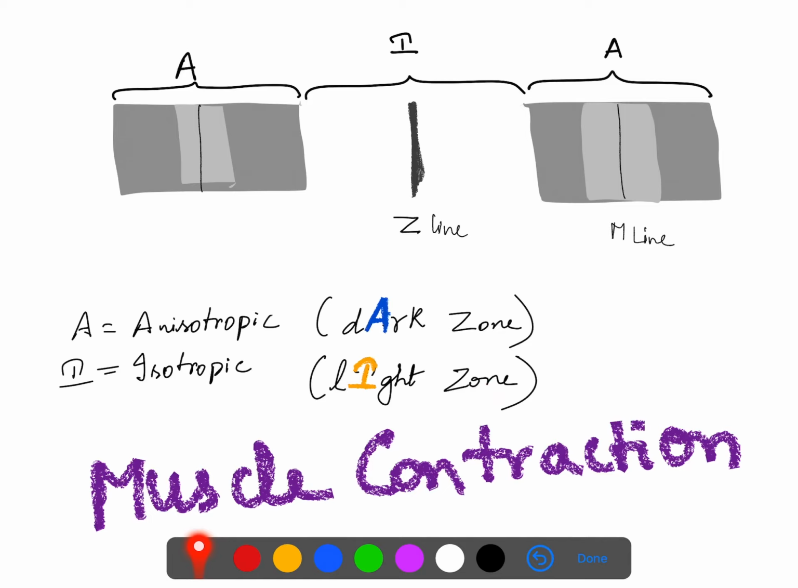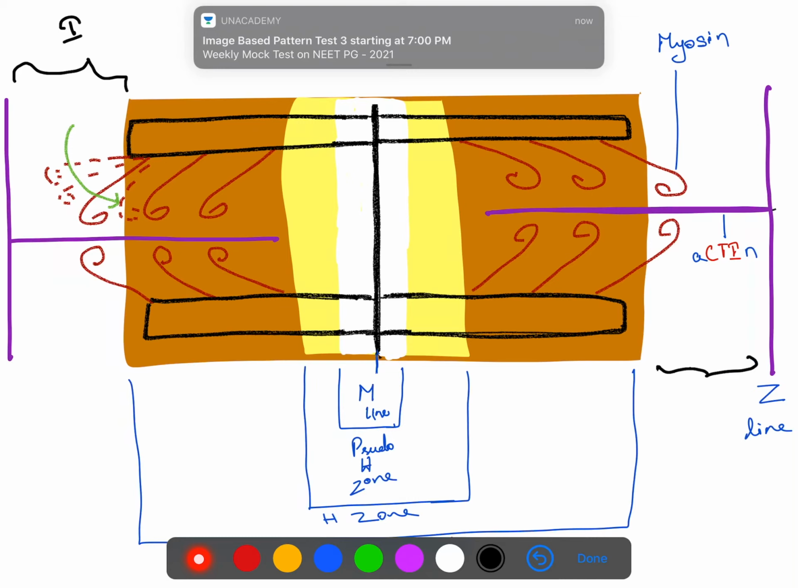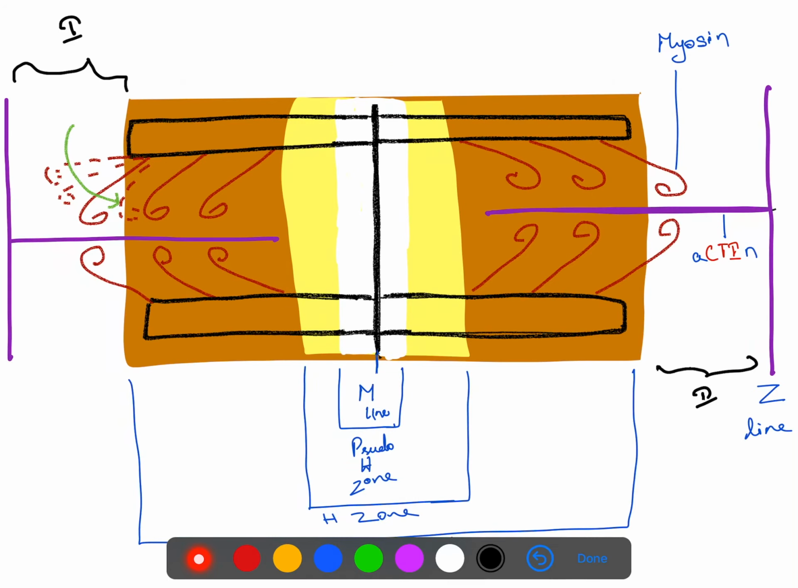Okay, and in the middle of the dark area is this M line, and the middle of the light area is this Z line. Okay, next let us go into the details. So here when you see this, this is the I band, these two are the I bands. And this is the A band, dark A band, anisotropic.